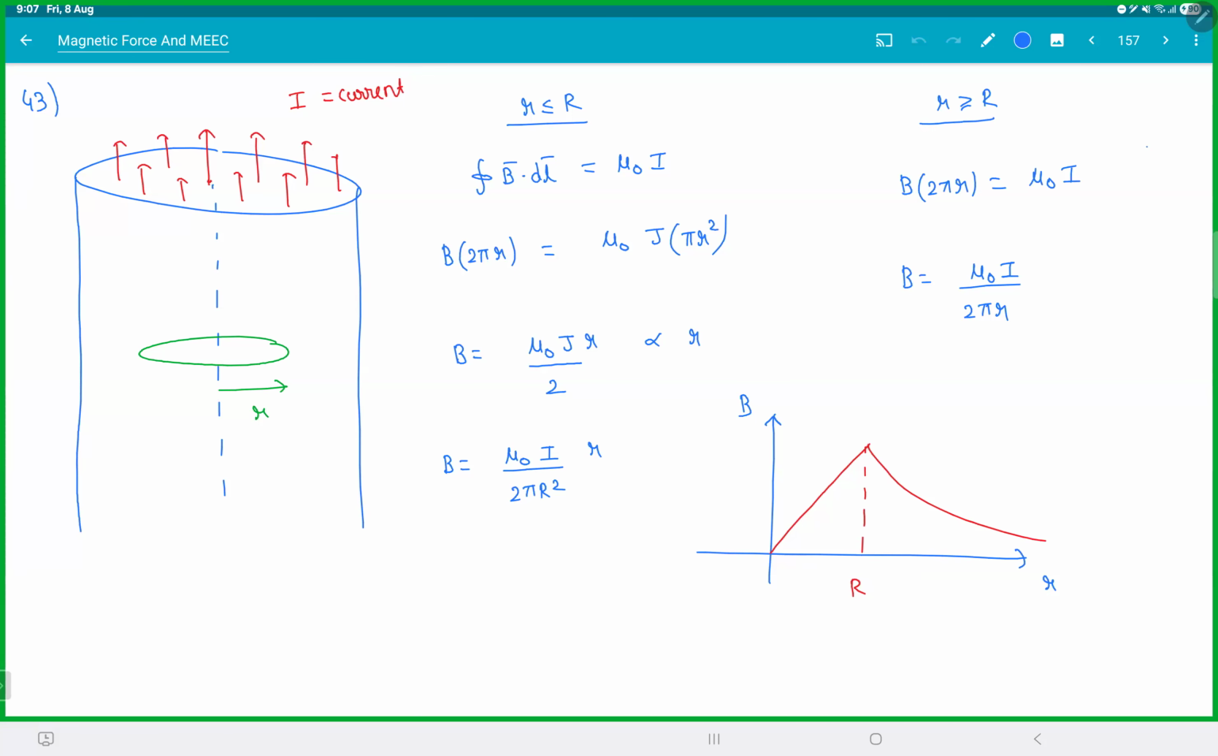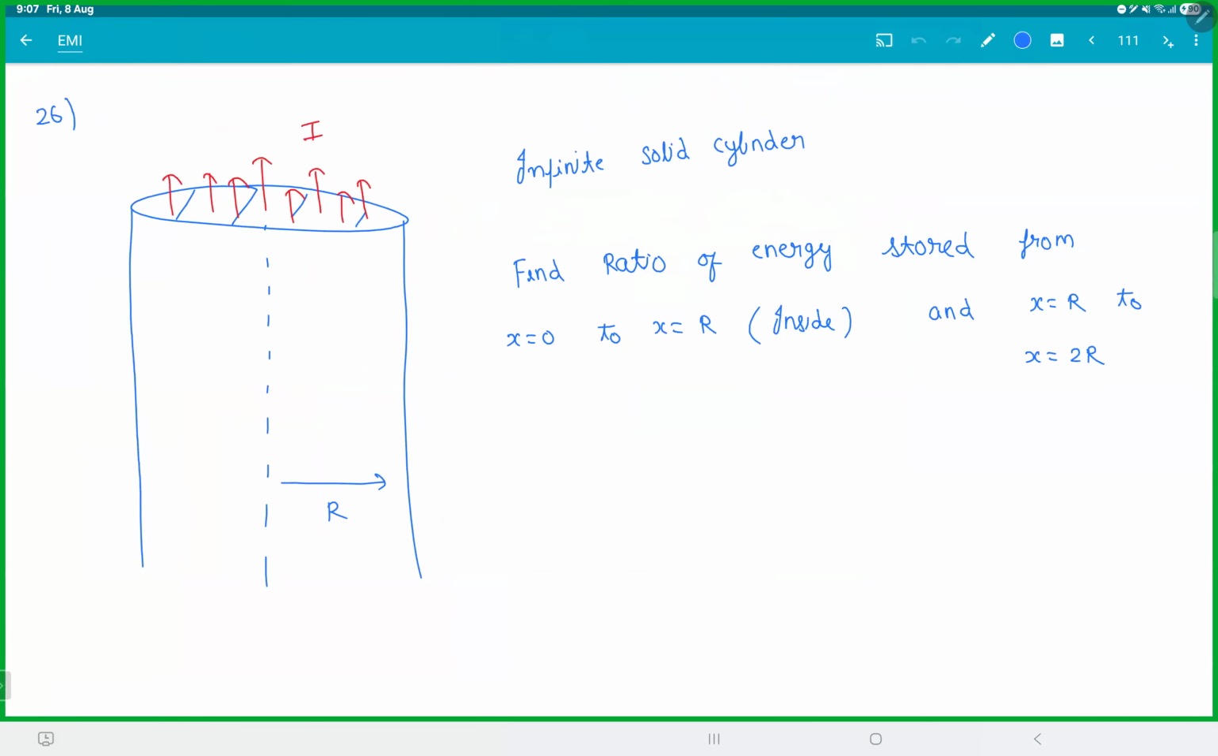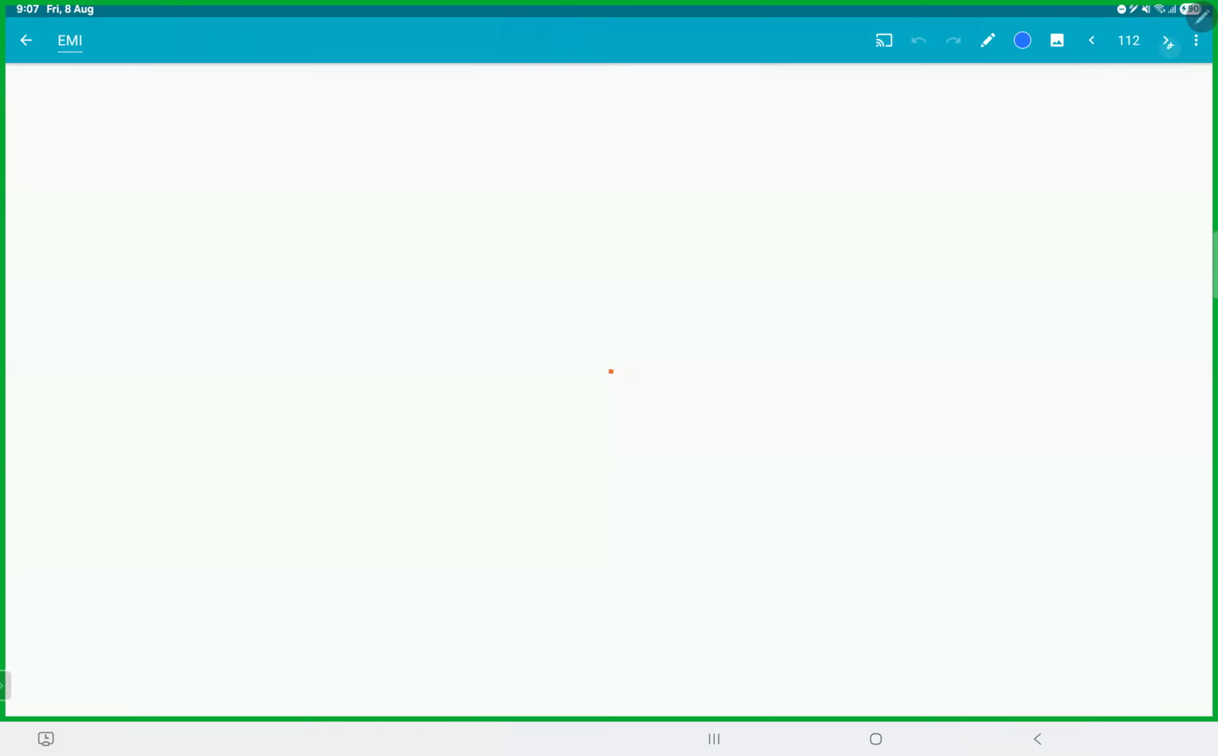Let's see. Question is this, and we have to use energy density. So I'll just write down the field in case you don't remember. Inside it will be mu naught I small r by 2 pi R square. Outside is easy, it just behaves like a wire. This is for small r less than R and small r greater than R.